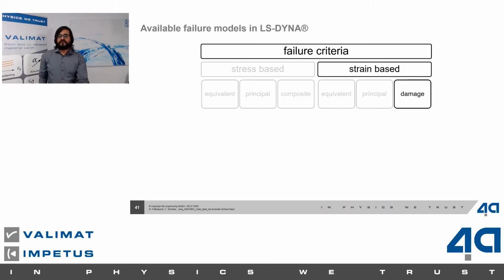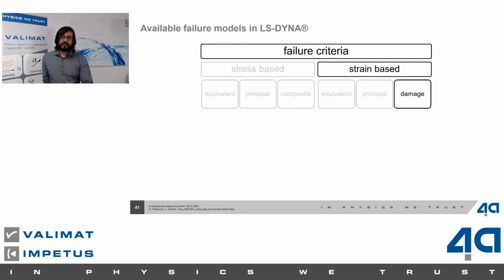So for a material model, we have two important aspects. One is the deformation behavior, and the second aspect is the failure behavior. Typically we have stress-based and strain-based failure criteria. Stress-based is typically used in the composites area, and for thermoplastics, we generally use strain-based criteria.